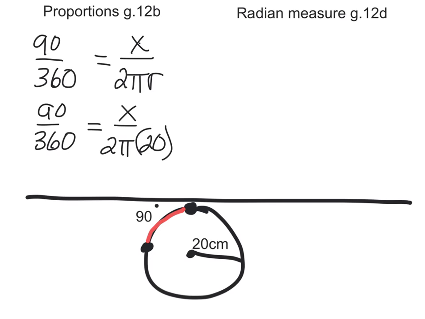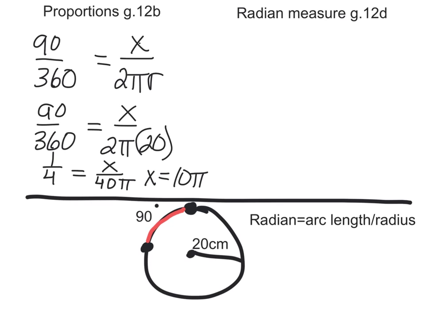Let's simplify this a little bit. So x will equal 10 pi. That's how we would solve this using proportions. We can also solve it using Radian Measure. Here's a new formula to add to your toolbox.